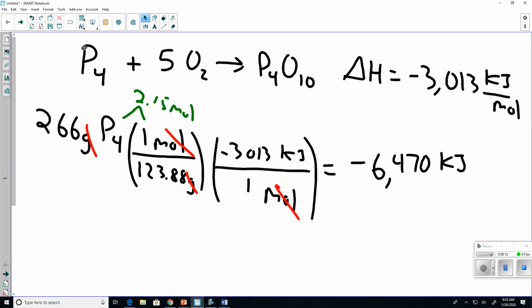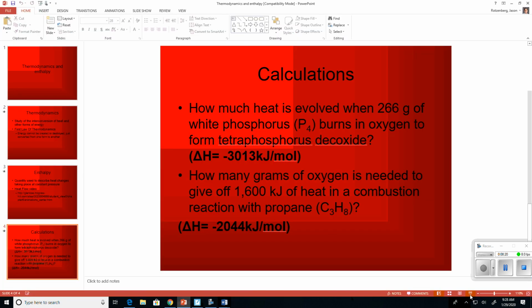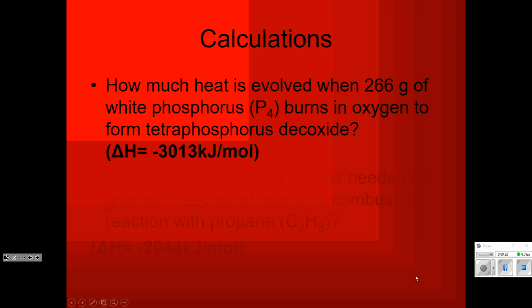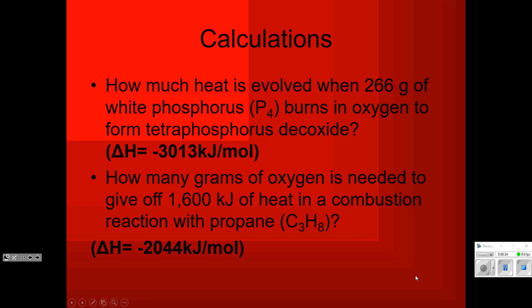I'm going to flip back to the PowerPoint just to show you the second question, but then I'm going to come back to here and write out the second question again. So again, you probably don't have to write down from the PowerPoint. But here's the second question we're going to do, and the last question we have. It says, how many grams of oxygen is needed to give off 1,600 kilojoules of heat in a combustion reaction with propane? And once again, I give you the delta H value for that.